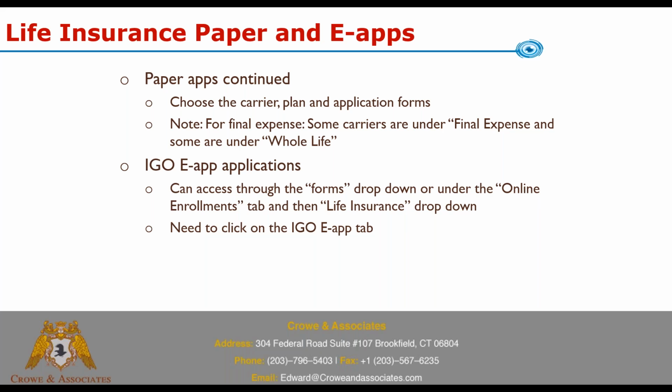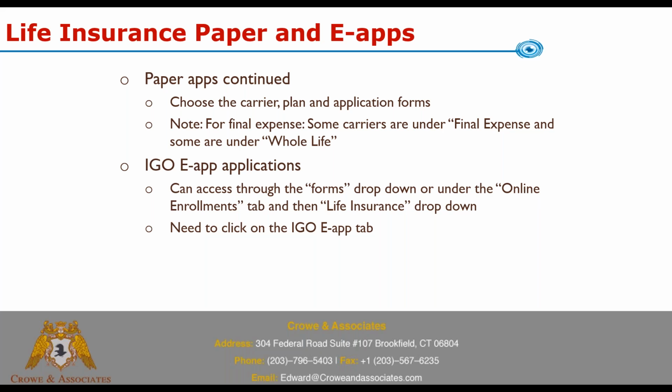IGO, for those not familiar, is an e-application that most of the carriers give you access to now. That's simply a completely electronic process of submitting applications. You'll access the IGO through the Pinnacle site, which I'll show you. You fill out all the information for the prospect, and then you email them a link to sign off and start the processing of the application. So it can be done electronically without a face-to-face meeting.